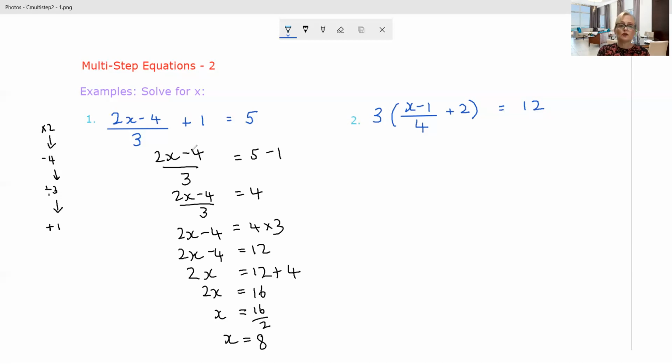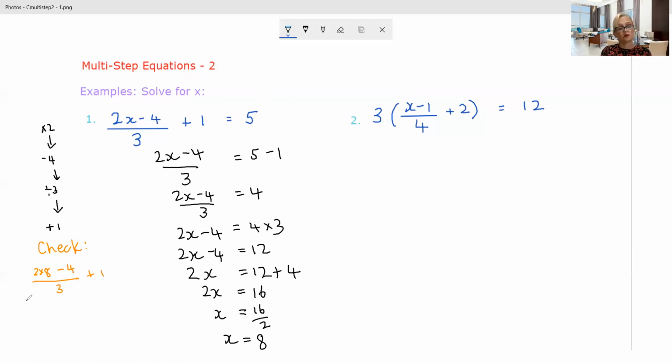Now, because quite a few steps were done here, let's actually show some working when we do our check step. For your check step, if you've only got x on one side of the equation, just work out what that is and check that it works out the same as that. So we're going to plug in or substitute in x equals 8. So 2 times 8 minus 4 over 3 plus 1.